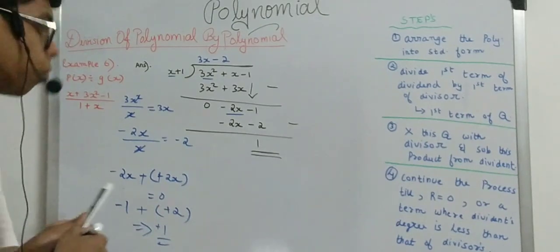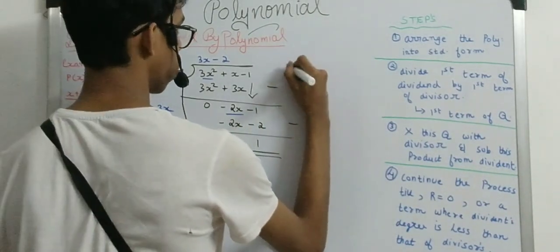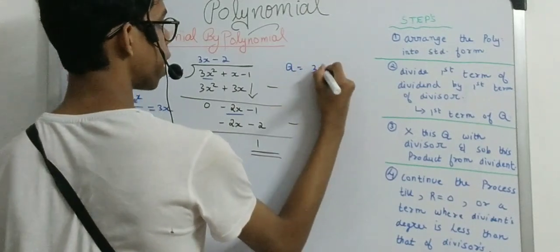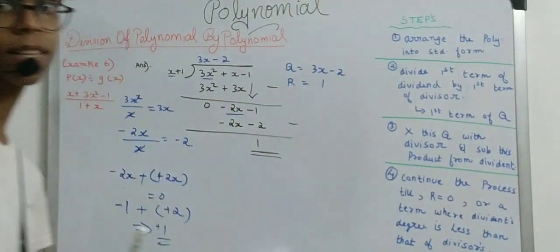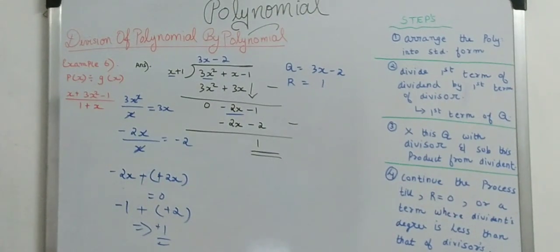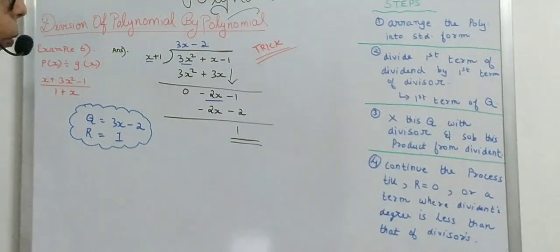So now you can write over here the quotient that we got is 3x minus 2 and the remainder over here is plus 1. I hope it is clear. I hope the long division method is clear to you.